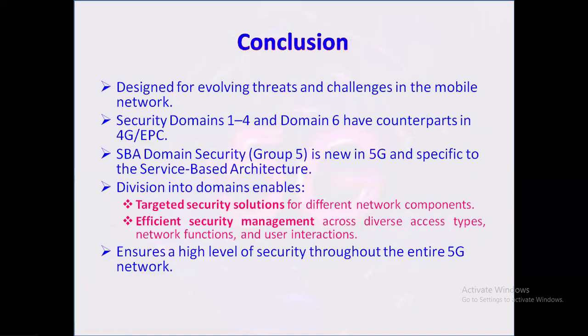Okay, coming to the conclusion: designed for evolving threats and challenges in mobile networks, 5G security is designed to address modern mobile network threats, including increased IoT usage and cloud integration. It anticipates challenges posed by new technologies and evolving security risks. Security domains 1 to 4 and domain 6 from 5G have counterparts in 4G EPS, ensuring consistency in core security measures. This alignment helps to maintain security as networks transition from 4G to 5G.